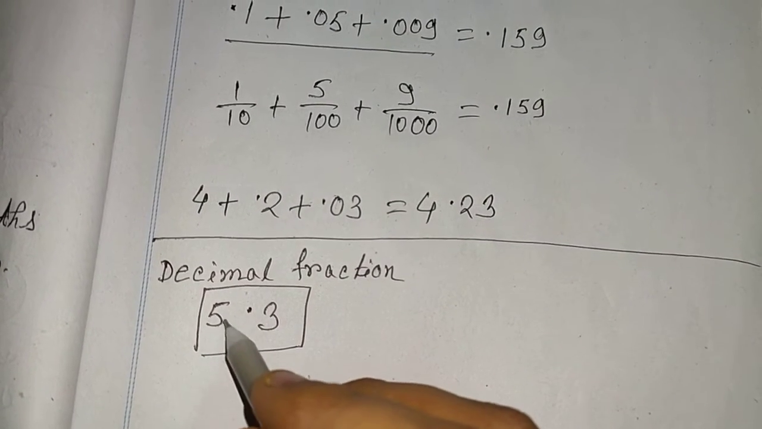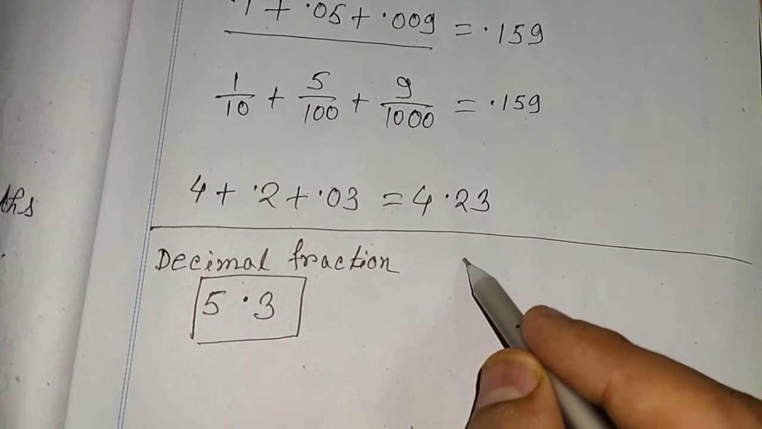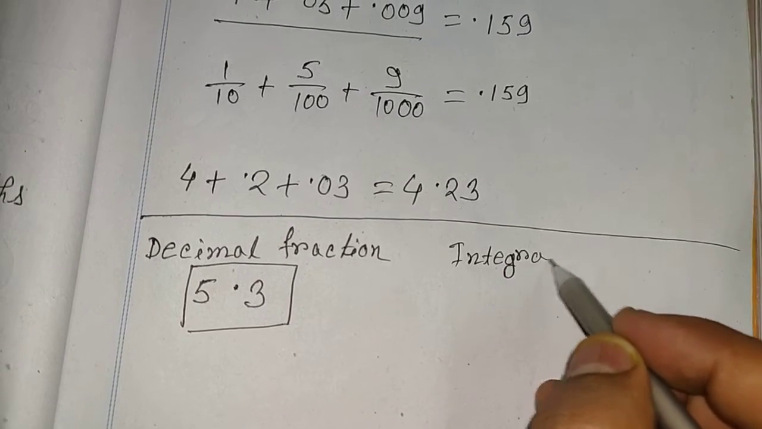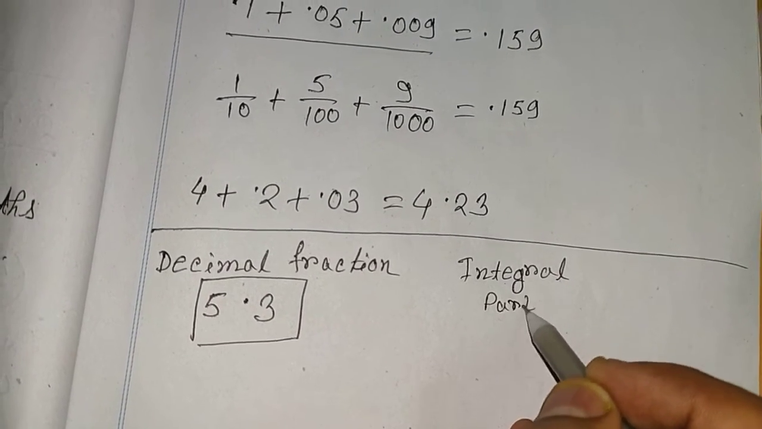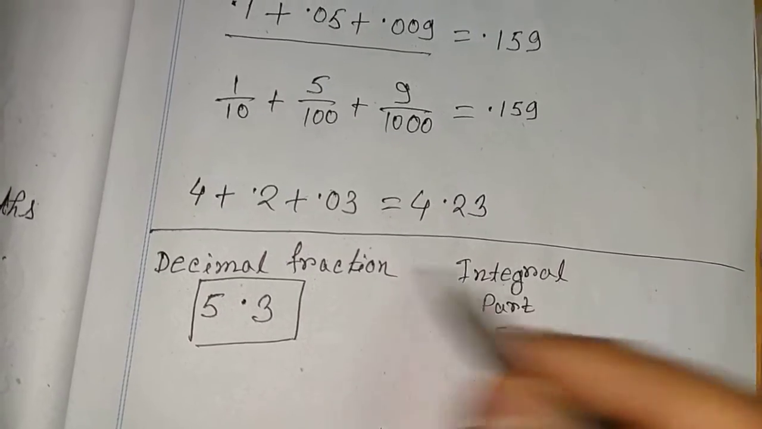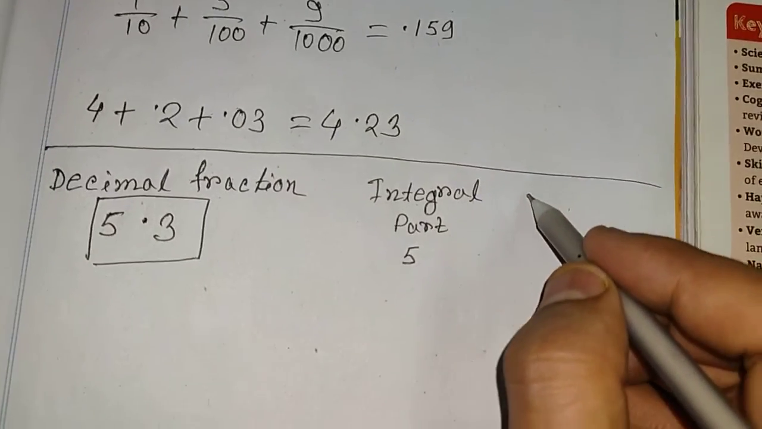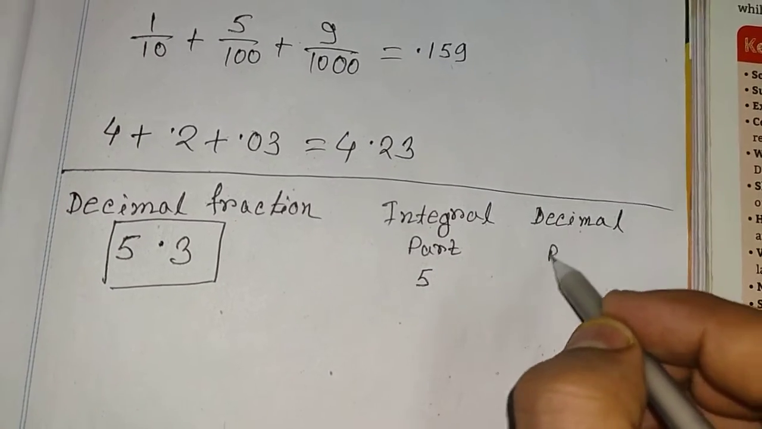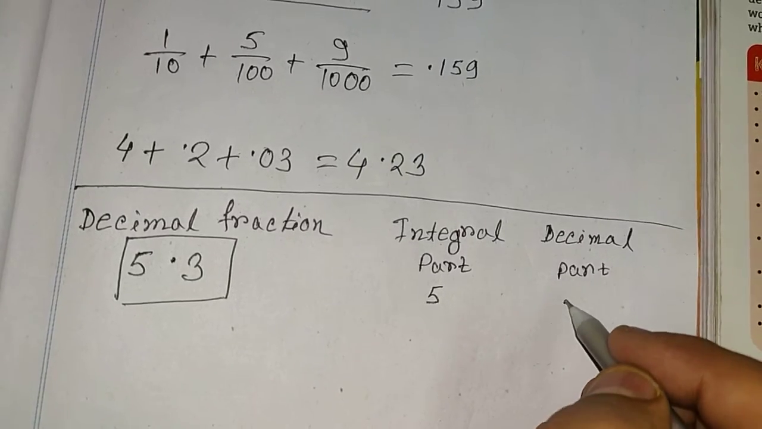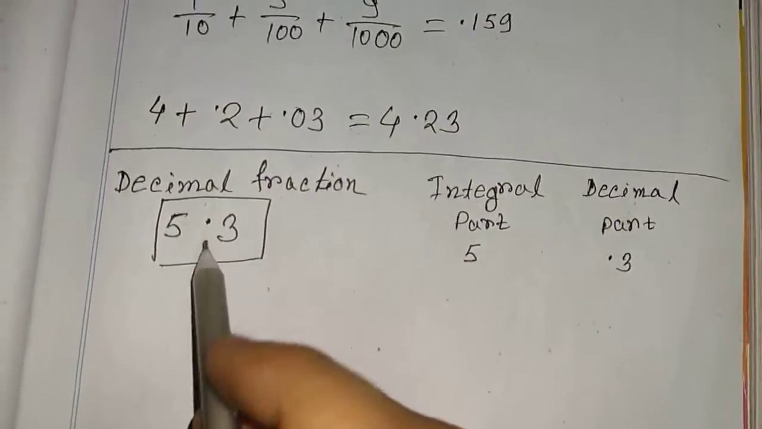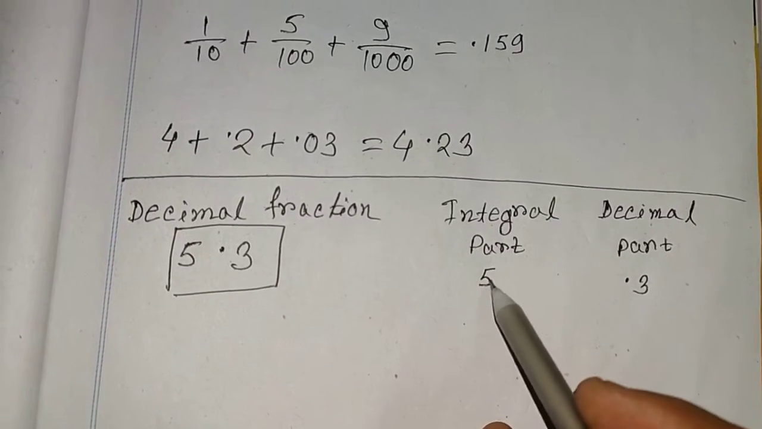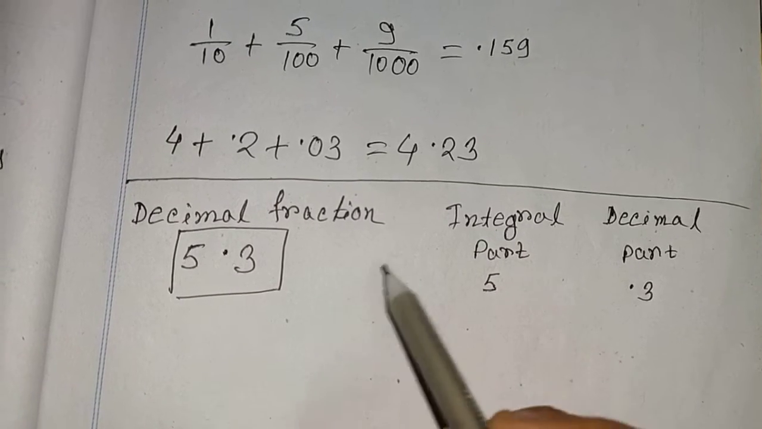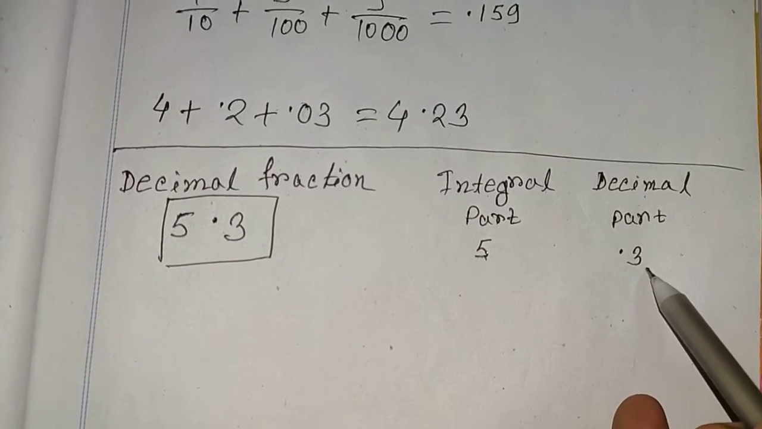The number that is on the left side of the point is called the integral part. So here the integral part is 5 and this part is called the decimal part. The decimal part is 0.3. So for the decimal fraction 5.3, the integral part is 5 and the decimal part is 0.3.